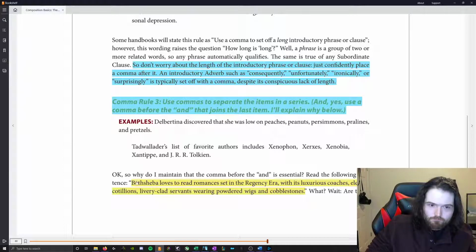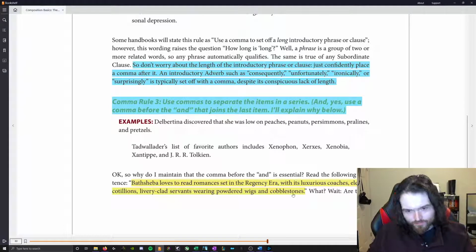Read the following sentence. Bathsheba loves to read romances set in the Regency era with its luxurious coaches, elegant cotillions, livery-clad servants wearing powdered wigs and cobblestones. Livery-clad servants wearing powdered wigs and cobblestones. So notice that because there's no comma right here after wigs, it now appears that these servants are wearing cobblestones. So you needed a comma to separate these two.